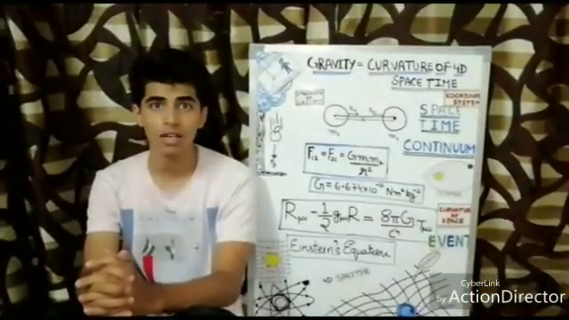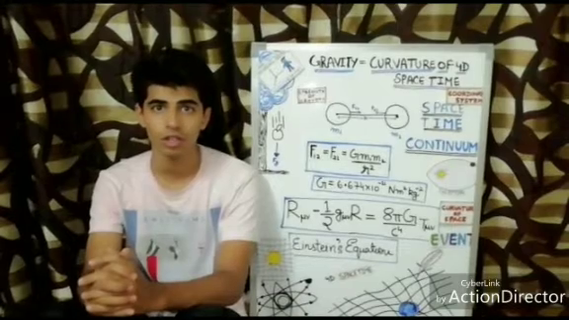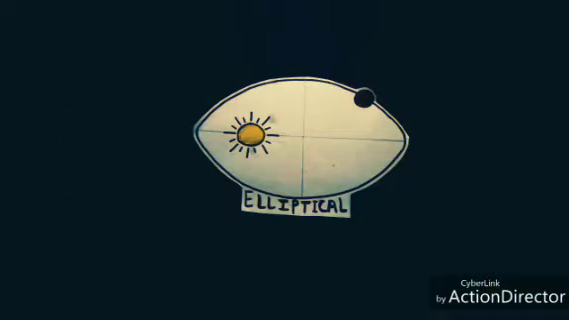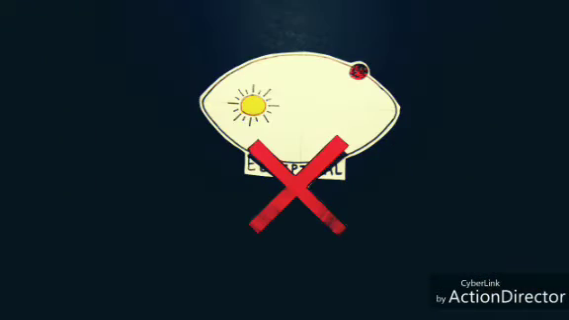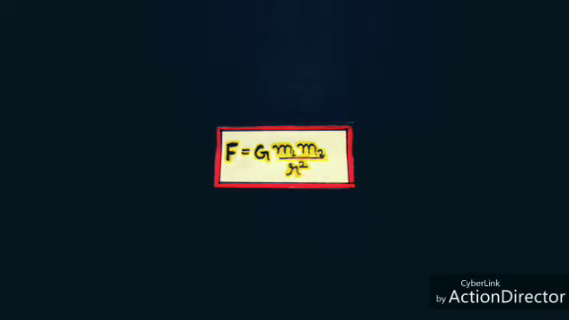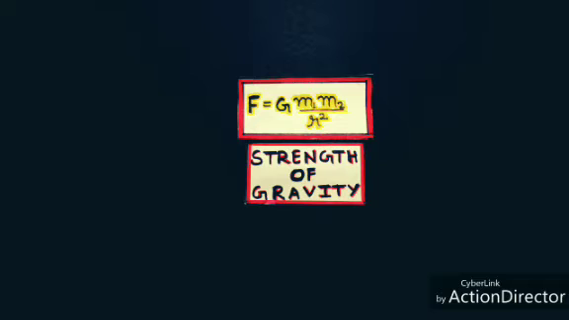Now, we cannot describe space only with the help of Newtonian gravitation because one of the drawbacks is that it cannot explain the orbit of Mercury, which is quite different from other planets' orbits. Also, what Newton gave us is a formula which tells us about the strength of gravity, but it doesn't tell how gravity exerts its pull.